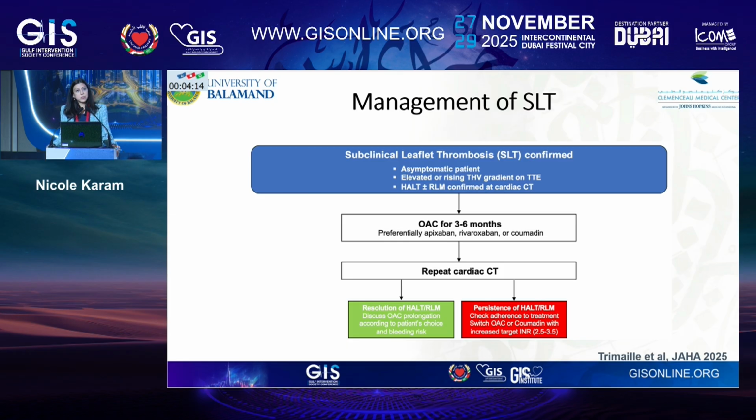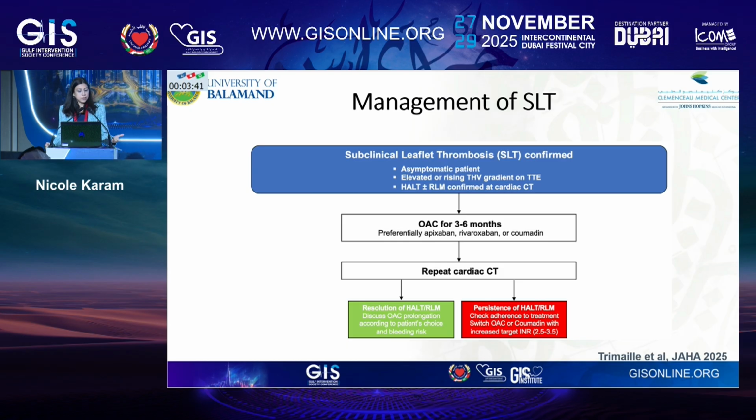What needs to change is what happens when we see subclinical leaflet thrombosis. Of course, I'm not talking about a patient who has a thrombosis of the valve, overt thrombosis with symptoms. I'm talking about the asymptomatic patient, with an elevated gradient maybe on TTE, and the HALT confirmed on cardiac CT. In this case, we can go for oral anticoagulant for 3 to 6 months. For ease of use, we might go for new oral anticoagulants, but we can also go for Coumadin, and then we can repeat the CT.